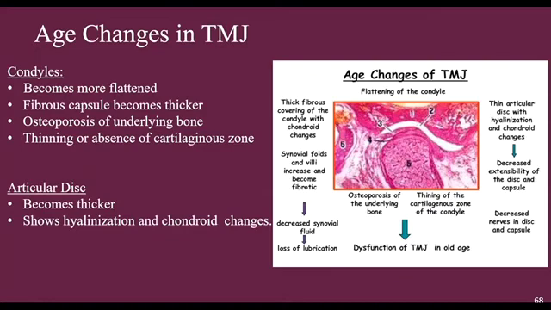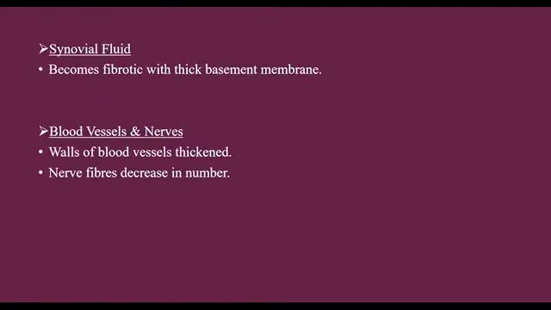Age changes in TMJ. The condyle becomes more flattened, the fibrous capsule becomes thicker, and there is osteoporosis of the underlying bone. Thinning or absence of the cartilaginous zone. The articular disc becomes thicker. It shows hyalinization and chondroid changes. The synovial fluid becomes more and more fibrotic with thick basement membrane, and the walls of the blood vessels are thickened.